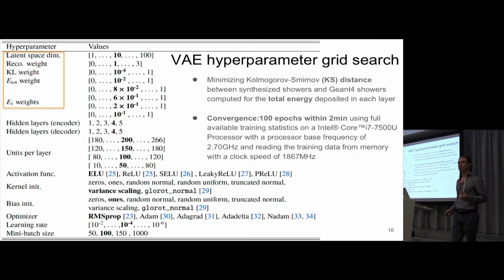And then what do we use to tell whether our model has improved or not? At the moment, what we decided on is to take a KS distance between the synthesized showers and the original Geant4 showers, and look at the total energy deposited to decide whether our model improved or not. A word on the convergence: 100 epochs within 2 minutes on some reference CPU here.